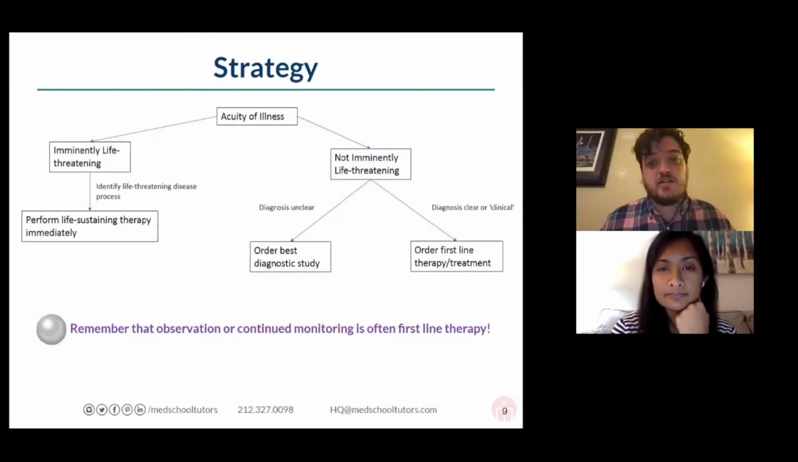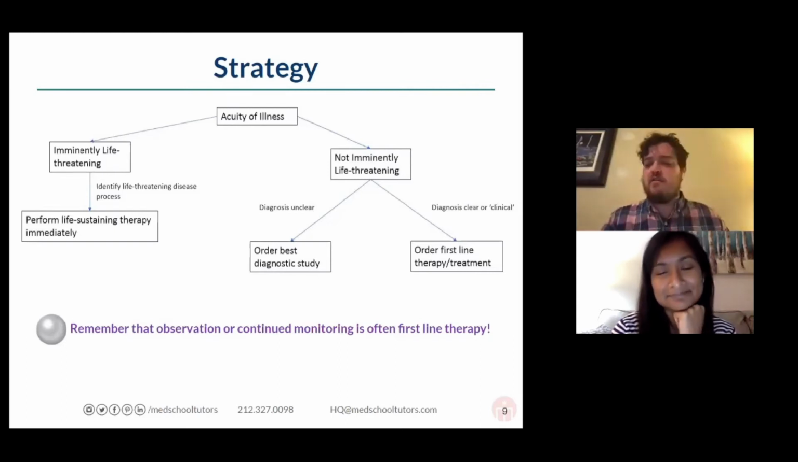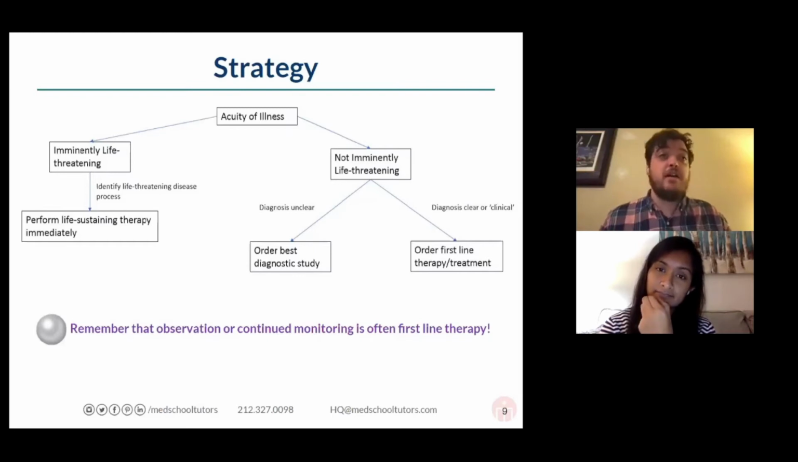I'm thinking CHF exacerbation. So if the diagnosis is clear, I can go ahead and begin therapy, which in this case would be IV diuretics. In the real world, we're going to get the chest x-ray and the blood work and everything else. That's fine. But for a question stem, when they're giving you a clinical diagnosis, and you know the answer and they're not in imminent life-threatening danger, then you could initiate that next best step in therapy. And as I allude to down here with this next clinical pearl, keep in mind that very often the next best step in management for a stable pathology would be observation and continued monitoring.